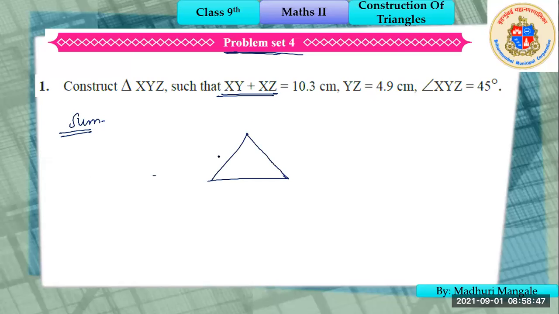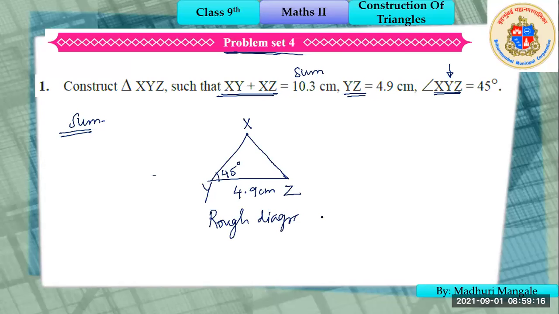Okay, so X, Y, Z, we are given the sum. The sum is 10.3, base YZ is 4.9, so this is 4.9 centimeters. The angle XYZ, that is angle Y, the middle letter, is 45 degrees. Always mention, whenever you draw a rough diagram, that this is a rough diagram.